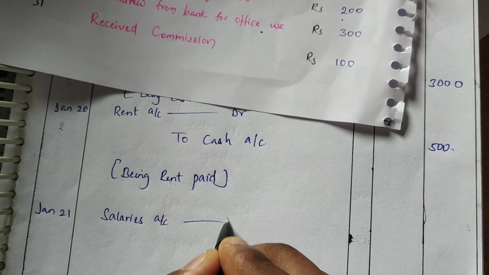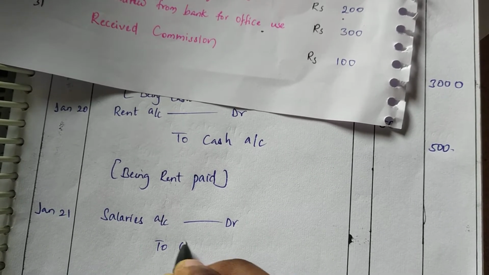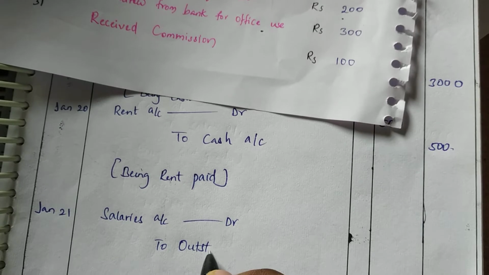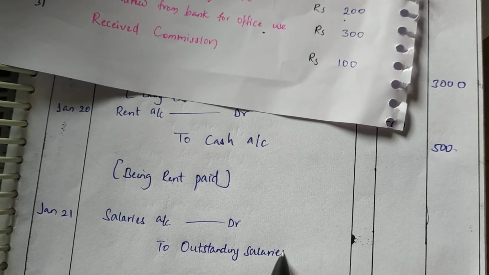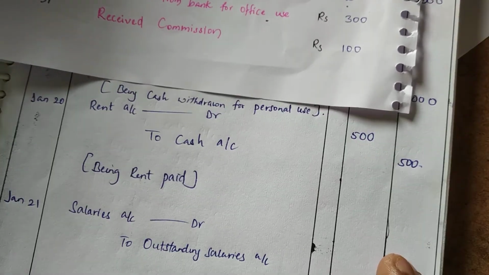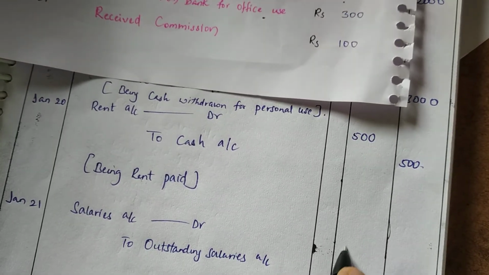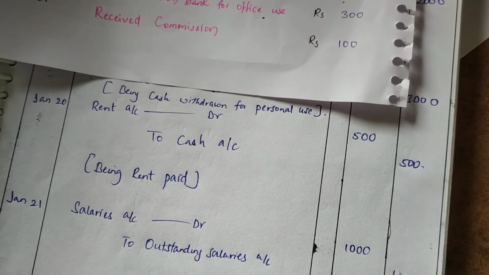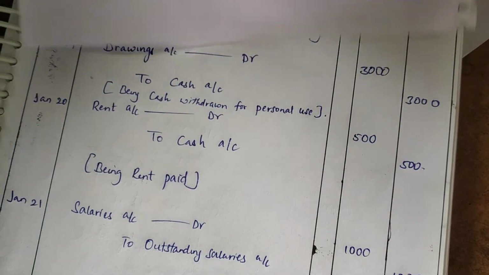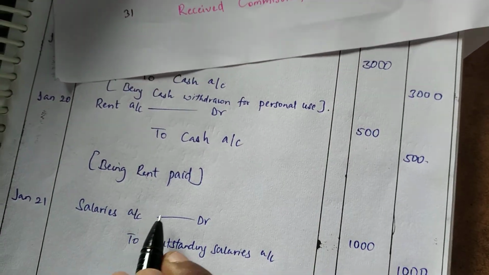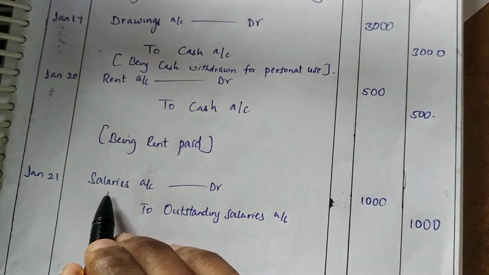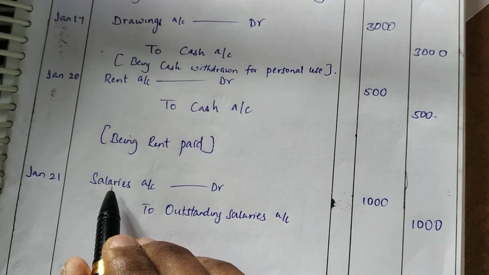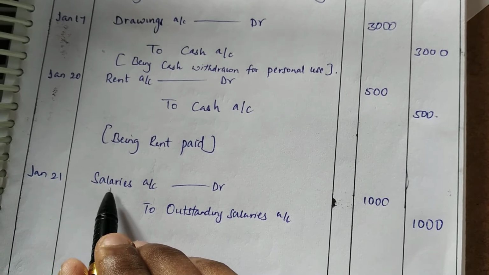Account debit to outstanding salaries account. Okay, so it is 1000. Salaries is an expense, which is a part of the nominal account. As per the nominal account, we are debiting the salaries, since we have to debit the expenses and losses.